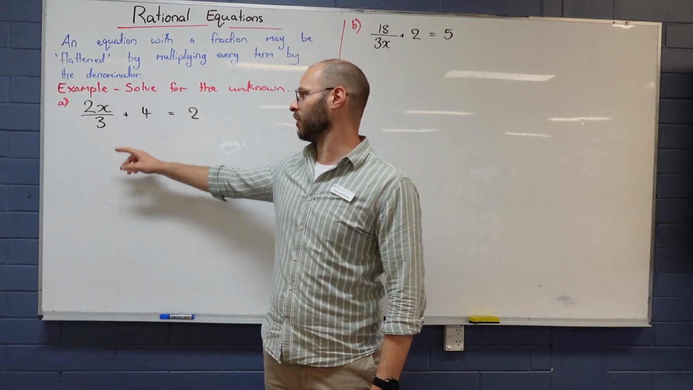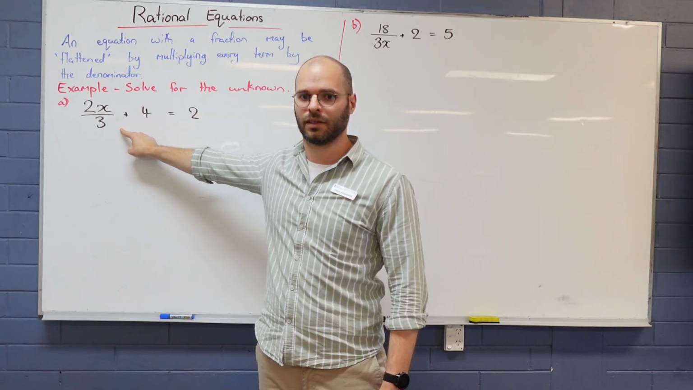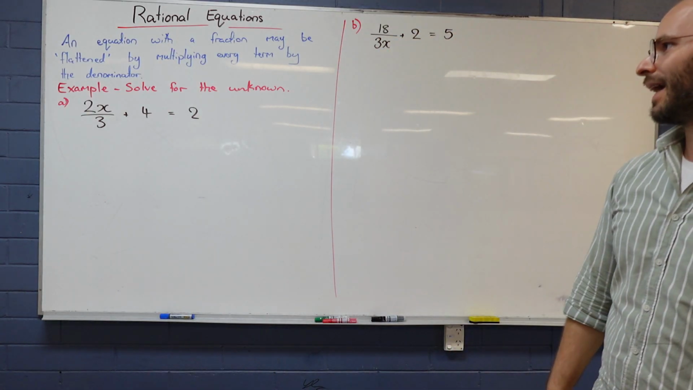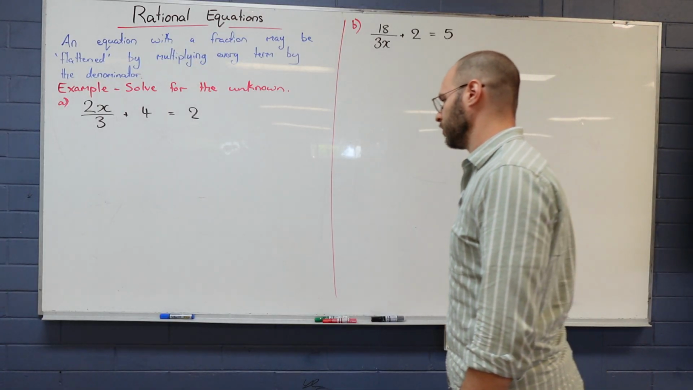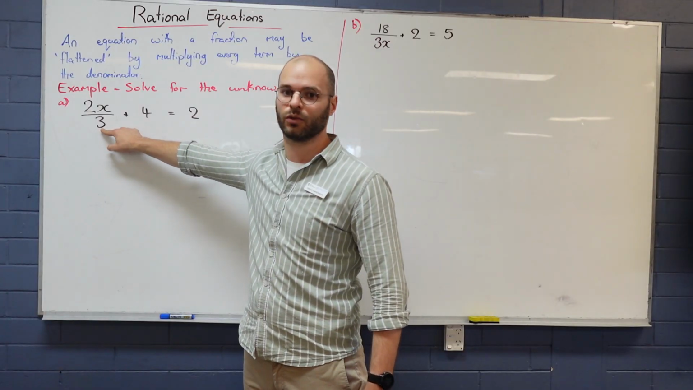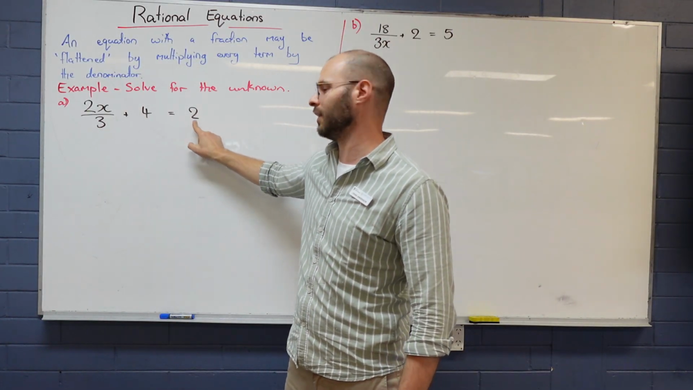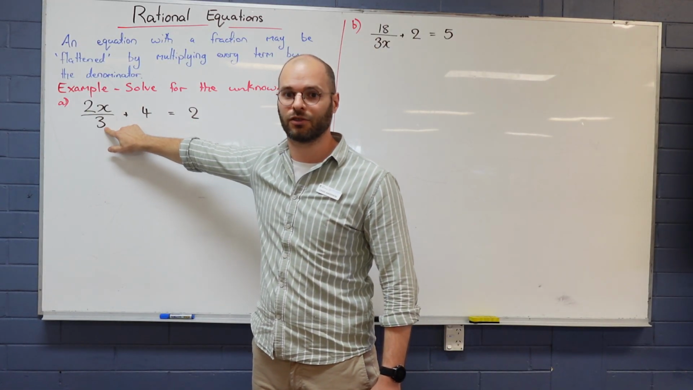In this lesson, we're going to have a look at how we can solve equations that contain fractions. Now, the rule we employ for this is an equation with a fraction may be flattened by multiplying every term by the denominator. So by that token, we get every single term in our equation, so this one, and this one, and we're going to multiply them by the denominator shown here, which is 3.